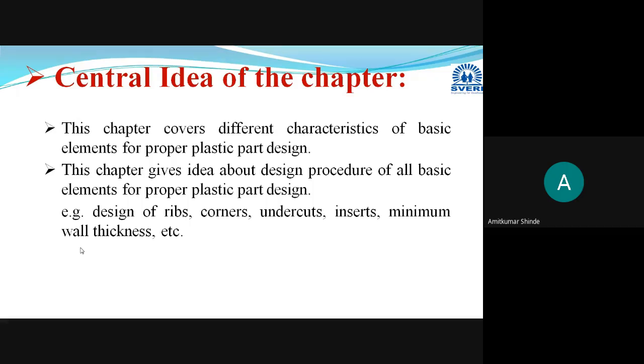This is the central idea of this chapter. Central idea of the chapter means what we are going to study in this chapter. We are going to discuss what the basic elements are for proper designing of plastic parts, and what the exact procedure is. Suppose we want to design the ribs or corners, or some undercut is there, or a minimum wall, how should we decide the minimum wall thickness. Some standard procedures and standards are mentioned, and we will discuss all that in this chapter.